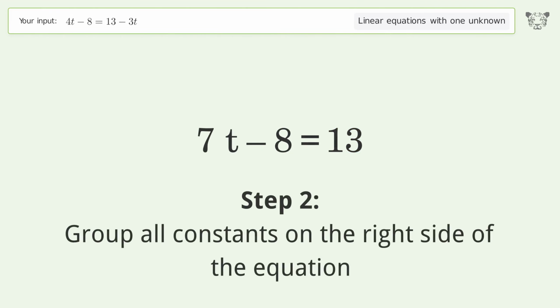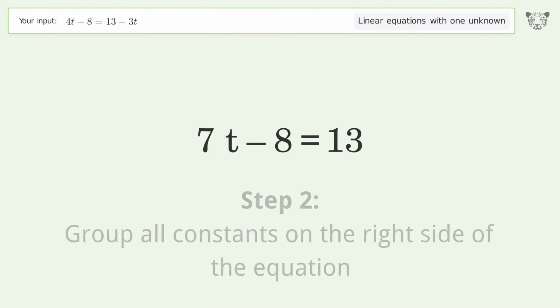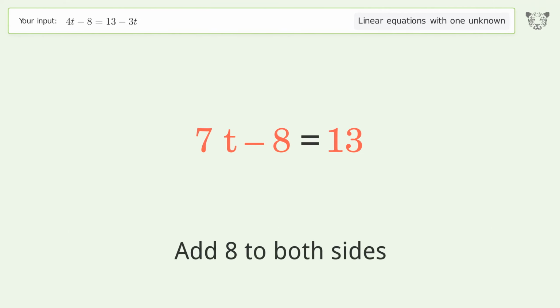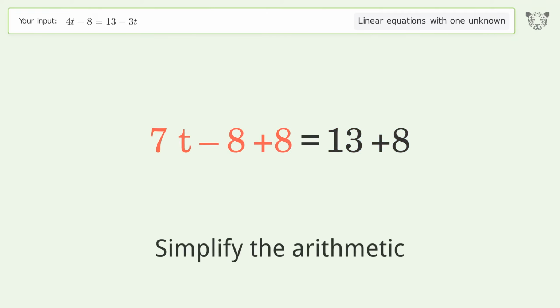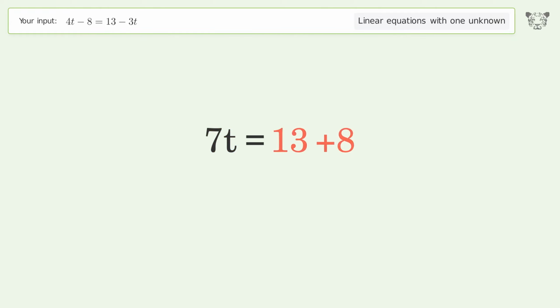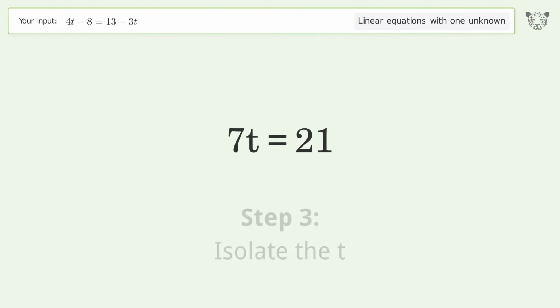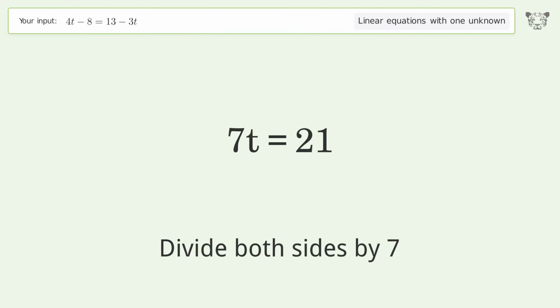Group all constants on the right side of the equation. Add 8 to both sides. Simplify the arithmetic. Isolate the t. Divide both sides by 7.